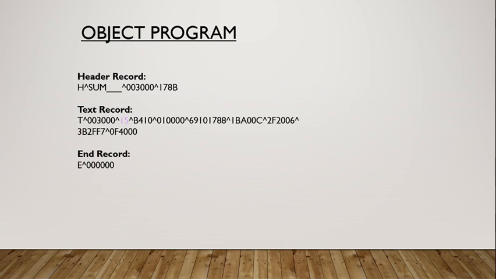Next, the text record. Column 1 of the text record is the letter T, and columns 2 to 7 would be the starting address of the record, which is 3000. Then columns 8 to 9 are the length of the object code in the record in bytes. Then columns 10 to 69 would be the object code we have generated in the previous slides. Finally we have the end record, where column 1 is the letter E, which indicates the end record, and columns 2 to 7 indicate the address of the first executable instruction.